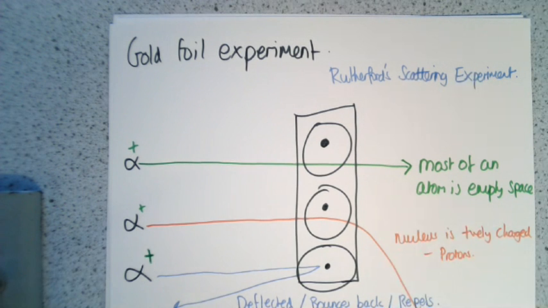Okay, so recap: posh tinfoil made out of gold, alpha particles firing at them, one of three things: straight through, deflected, bounce back.